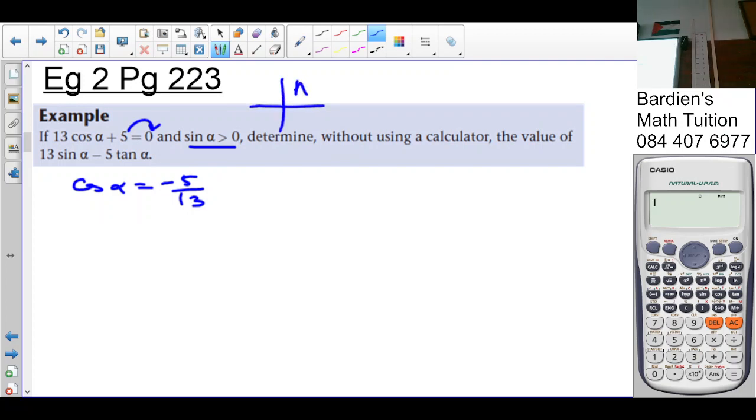So it's all stations to Claremont. In which quadrant is cos negative? 2 and 3. But here we are told that sine of alpha is greater than 0. What does that mean? Sine is positive. In which quadrant is sine positive? First and second. So in which quadrant am I going to draw this? Second quadrant.